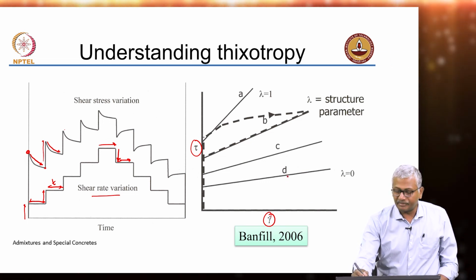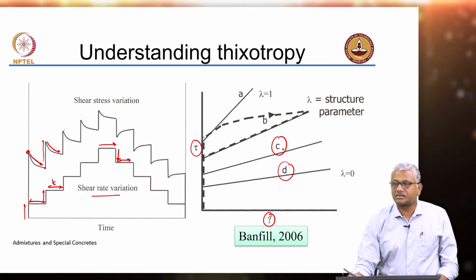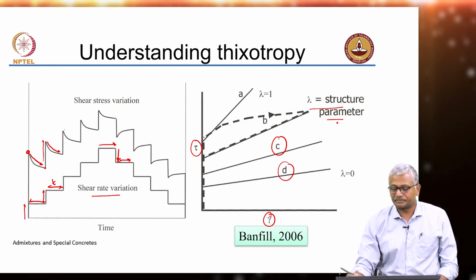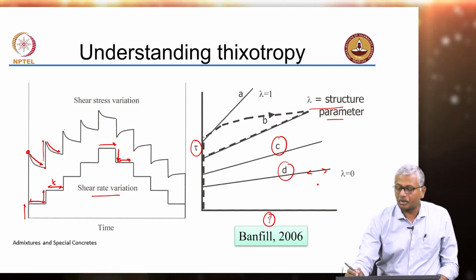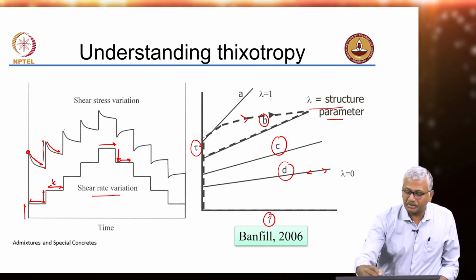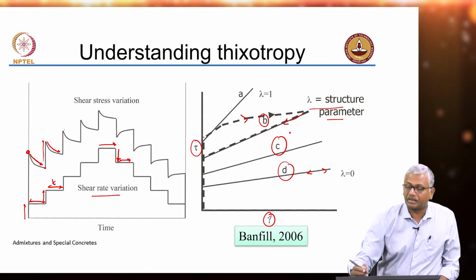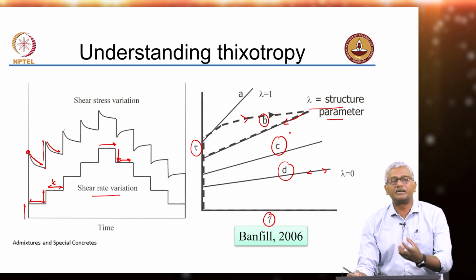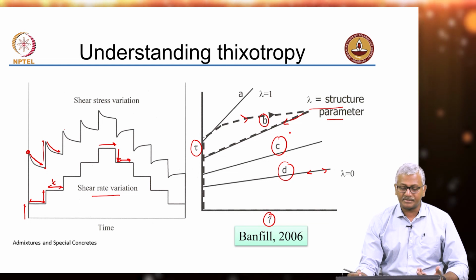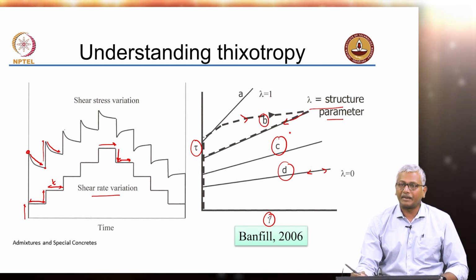Okay. If you have a behavior like this or like this, your structuration parameter, lambda, is considered to be 0, because you are going up and coming down along the same curve. But when you have a curve like B, your shear stress goes up and then comes down along a different line. So, there is some internal buildup happening that is causing this to be thixotropic. There is some level of structural buildup going on in this case. Okay. That is described by what is called a structure parameter, lambda.